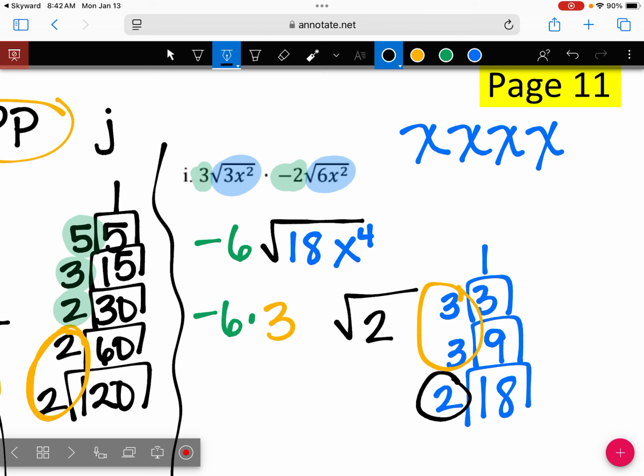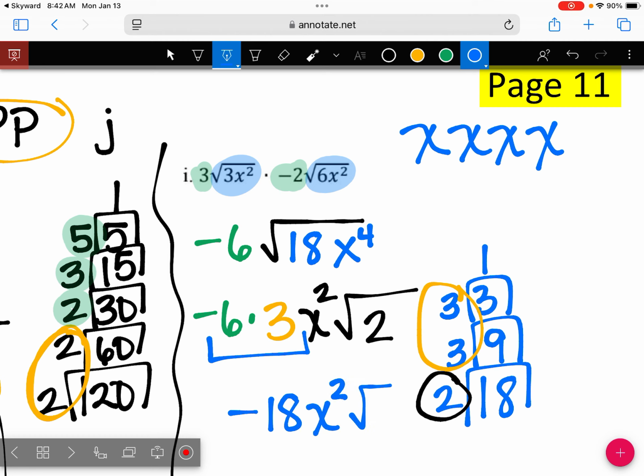And then I have 4 x's. Show me with your fingers how many pairs can you make with 4 x's. So that would be an x squared. And let's clean it up. -6 times 3 is -18. X squared square root of 2. And that would be our final answer.